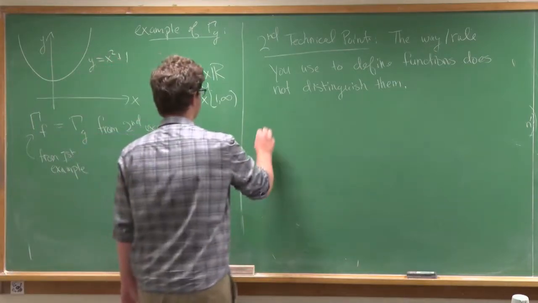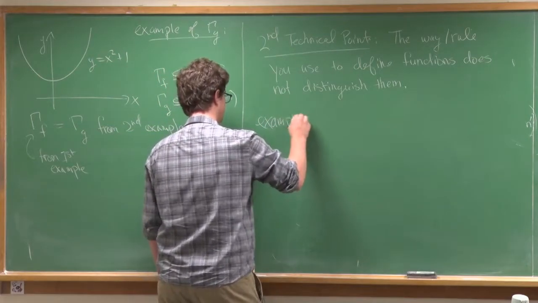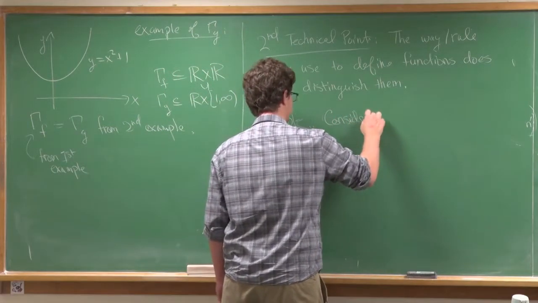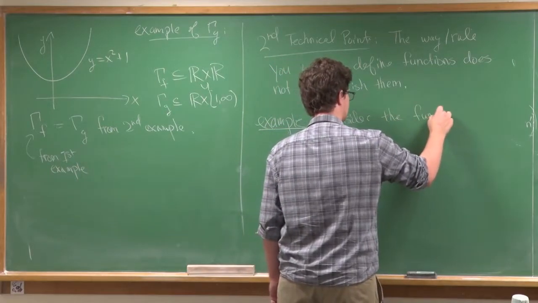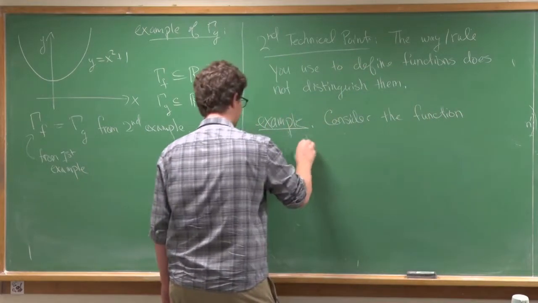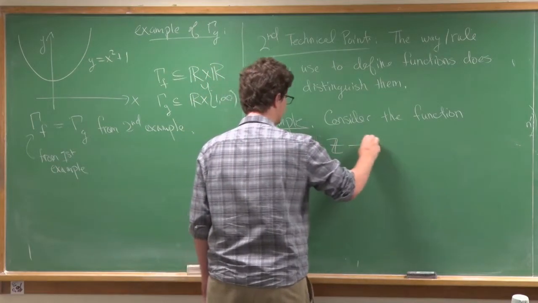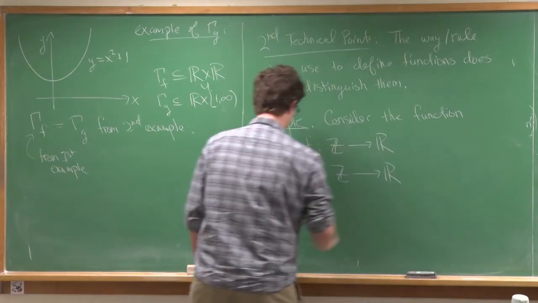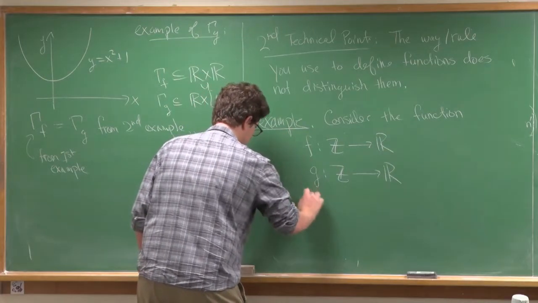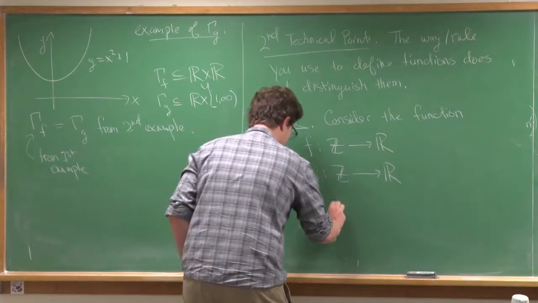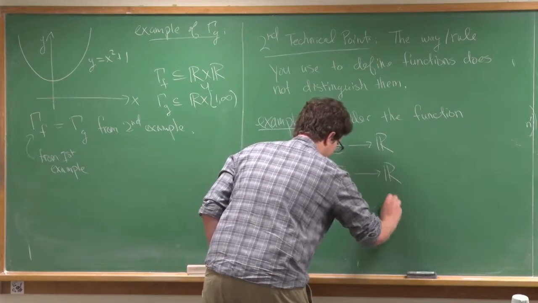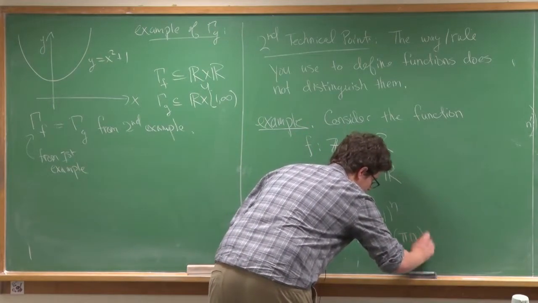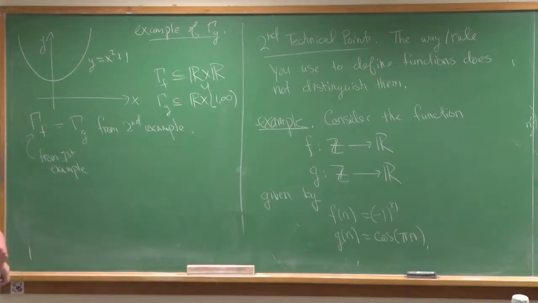All right? So here's the example. Consider the functions f from Z to the real numbers, and g from Z to the real numbers. So these are now two different functions given by two rules. f of n will be (-1) to the n, and g of n will be equal to cosine of pi n. So we have two functions like so.